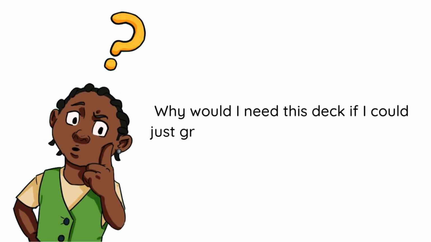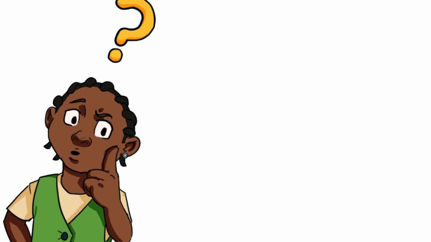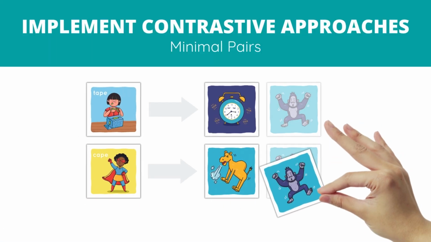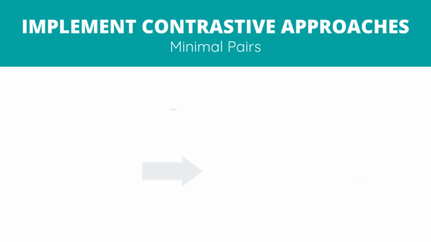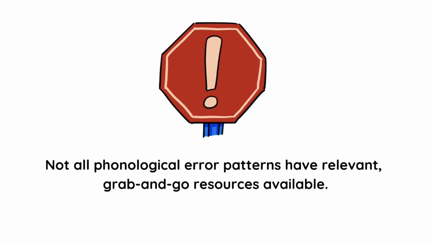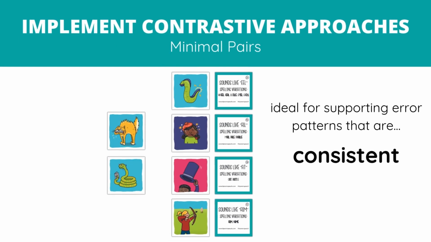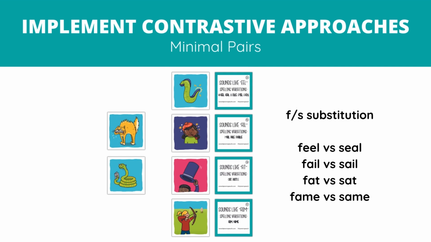Now you might be thinking, why do I need this when I could just grab a set of minimal pairs cards? Well, there are two main reasons. One, you can use this deck with minimal pairs cards or stimuli to make the contrasts more explicit. And second, and probably more importantly, there are not always grab-and-go resources handy for every phonological error pattern that exists. This deck is particularly helpful for error patterns that are consistent but perhaps less common. For example, an F for S substitution.